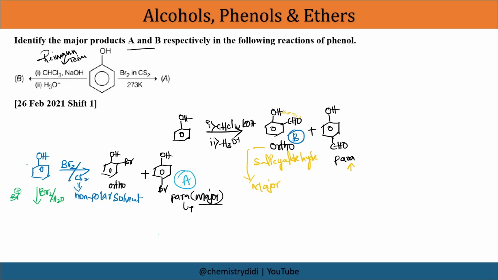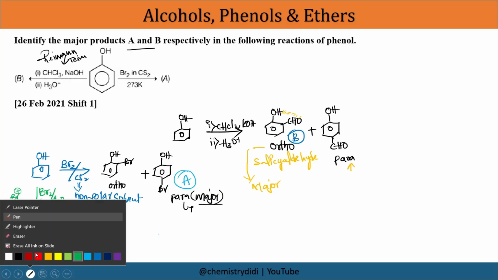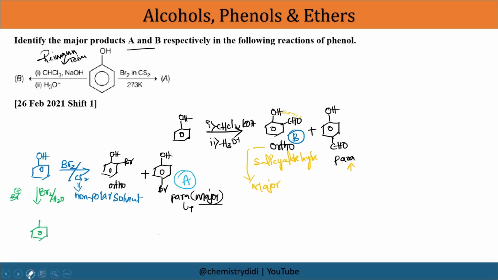It will substitute over all three positions, ortho and para, and then we'll get this product. This Br will get substituted over all ortho and para positions. I hope you have understood the difference: when they give different solvents, we'll get different products. They might ask this question in your examination, who knows.